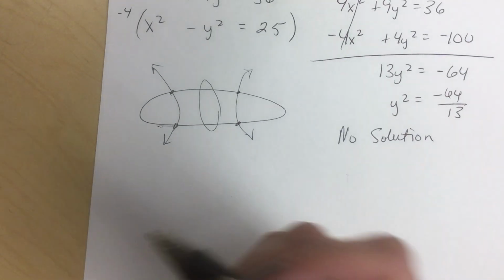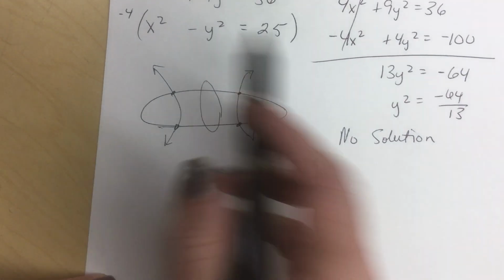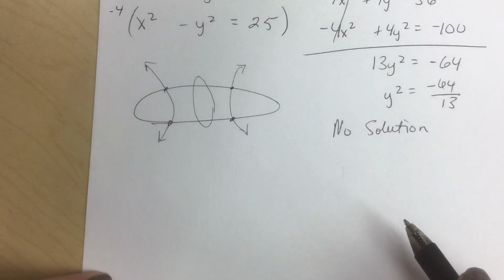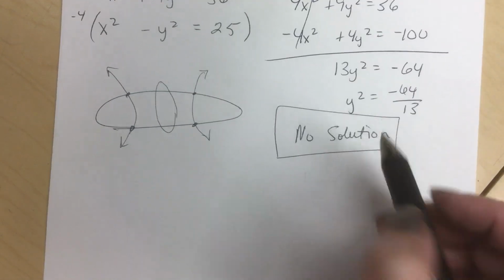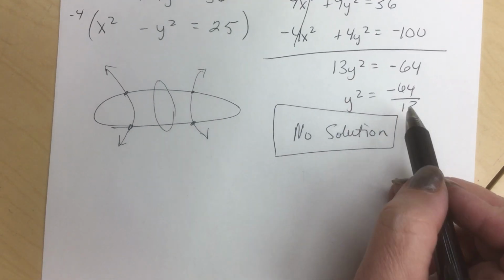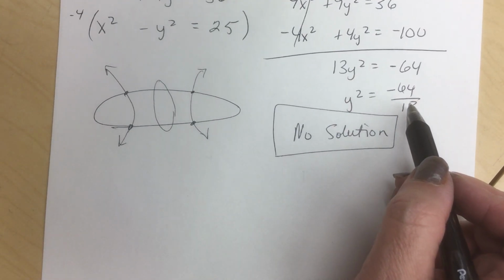Okay? So again, if you want to see what these graphs actually look like, you can type them both into Desmos and take a look. But no solution means that they do not cross anywhere, and you know that it's no solution because you end up getting something that is impossible to solve.